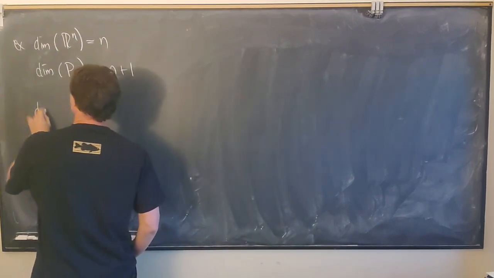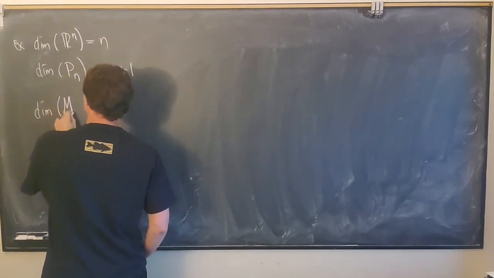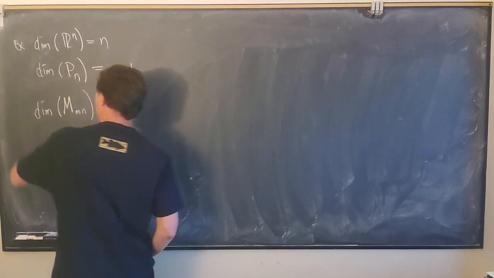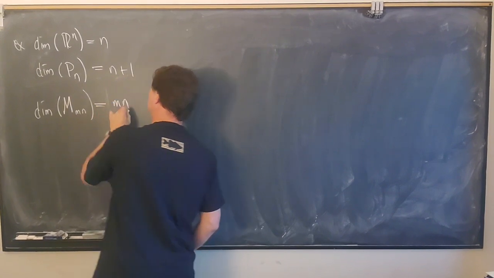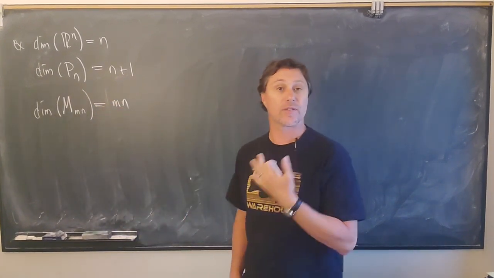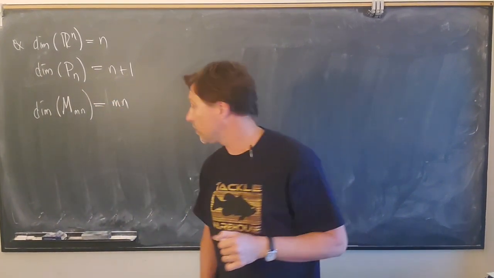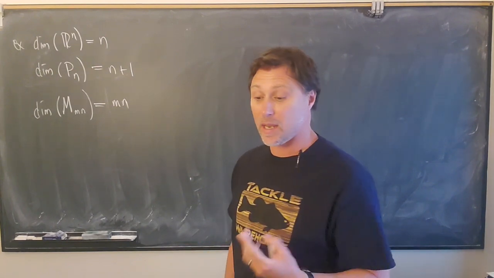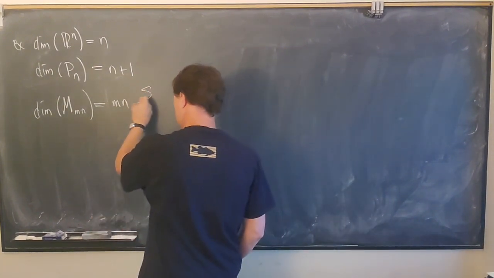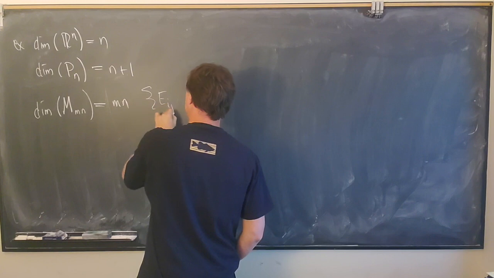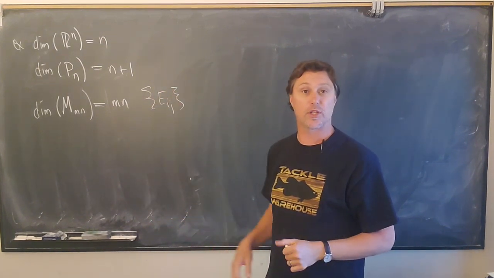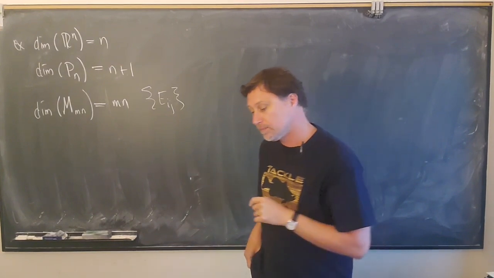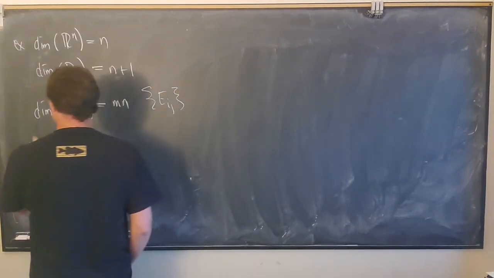The dimension of the set of all m by n matrices is m times n. Why is that? Because there's a basis for M sub mn consisting of m times n matrices. Remember, they were these ones right here, E sub ij. That's the matrix that has a 1 in the ijth position and zeros everywhere else. And then, here we go, one more.